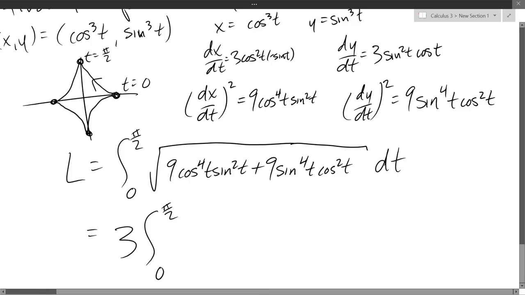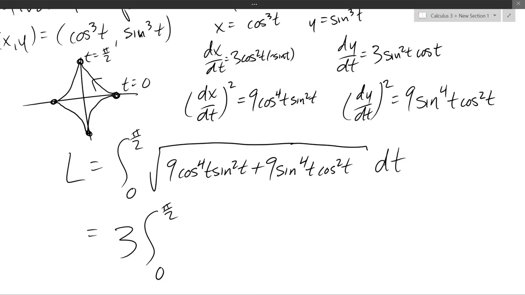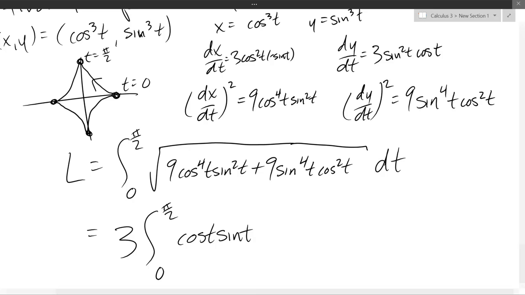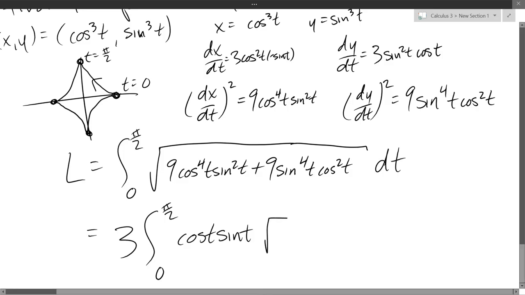What else can I factor out? Cos squared and sine squared. So I can get a cos squared and a sine squared out of here. Now, they're both squared, so I could bring them out of the square root as just cos and sine, not squared. So that's cos t sine t. Now, I don't recommend you do all this factoring and bring things out of the square root all at one time, but we're running out of time and I want to get through this problem before the end of class. What are we left with?